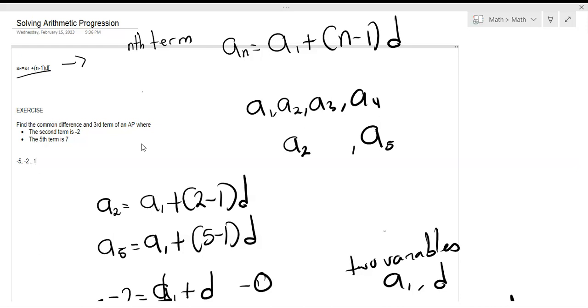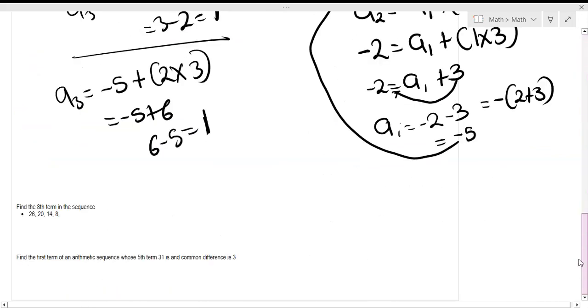The fourth term, since our common difference is 3, 1 plus 3 is 4, and 4 plus 3 is 7. You can see we're able to get everything. Then we can still continue adding 3, 3, 3, 3. All right, let's go to the next one.